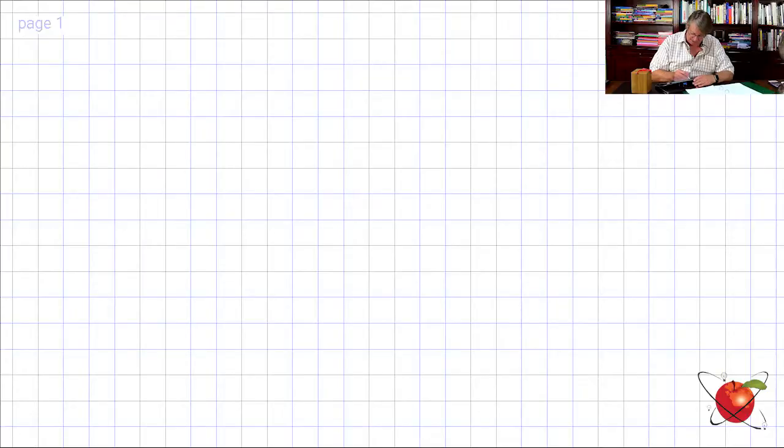We've looked at a block on a slope and forces. Let's just look at lifting a mass, shall we? Here it is. Here's our block. We're going to be lifting a mass. Okay. Lifting a mass. All right.